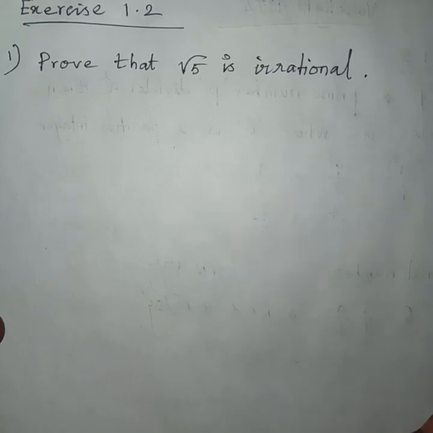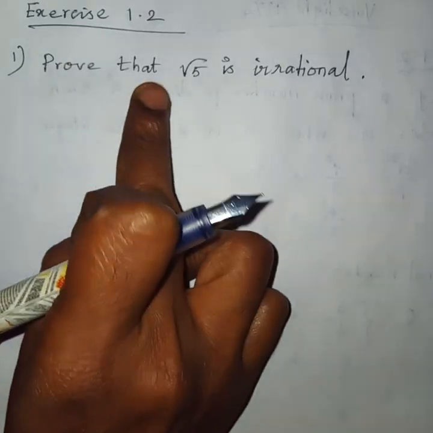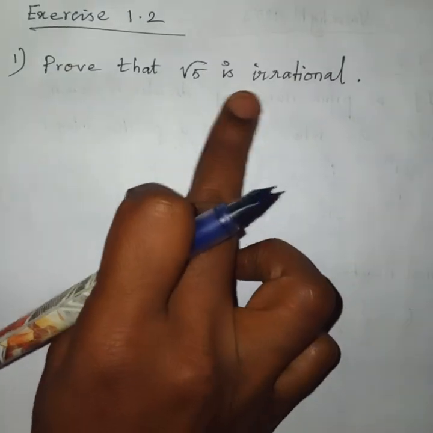Welcome students. Now we are going to see exercise 1.2. The first sum: prove that root 5 is irrational.